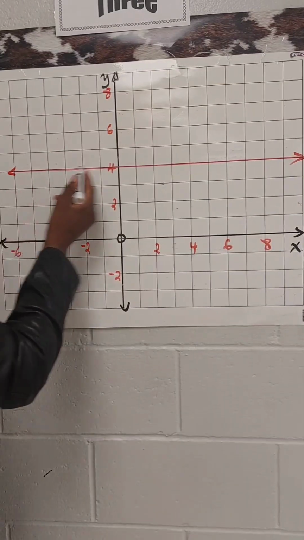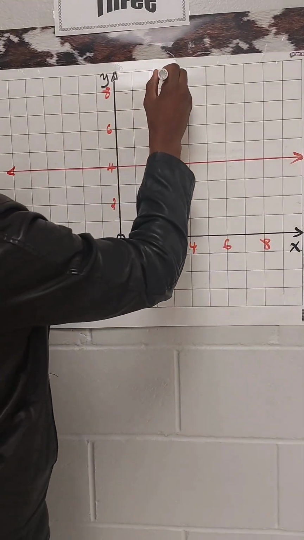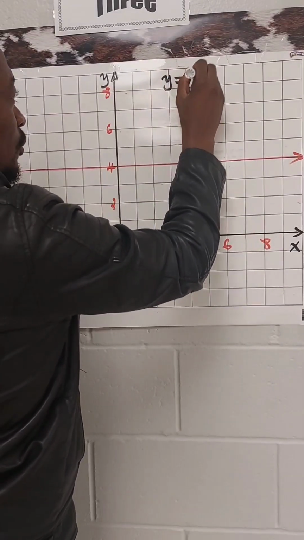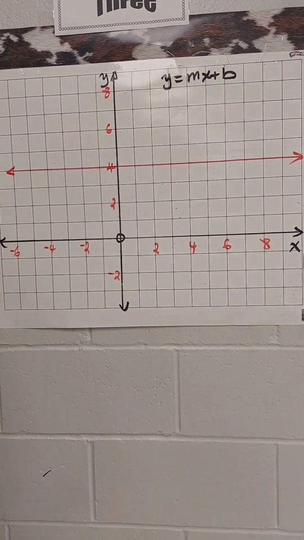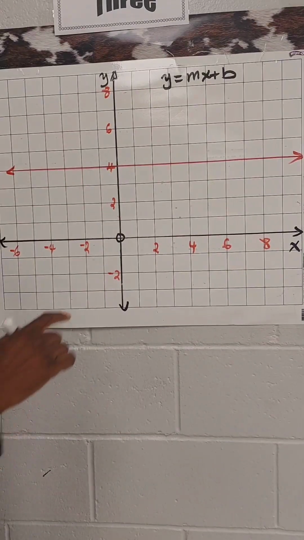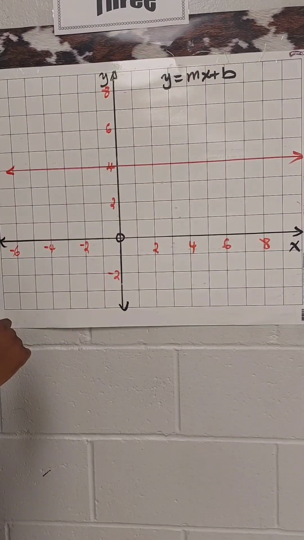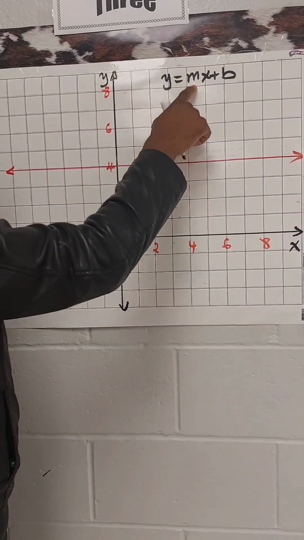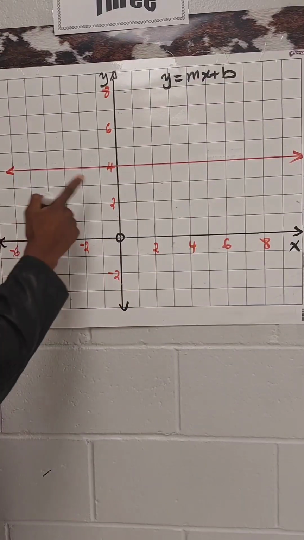We have a line here, this red line, and our goal is to write the equation of this red line in the form y equals mx plus b. Remember, there are two things we need to know in order to write the equation of any line in the form y equals mx plus b, any linear equation. We need to know m, which is the slope, and we need to know b, which is the y-intercept.